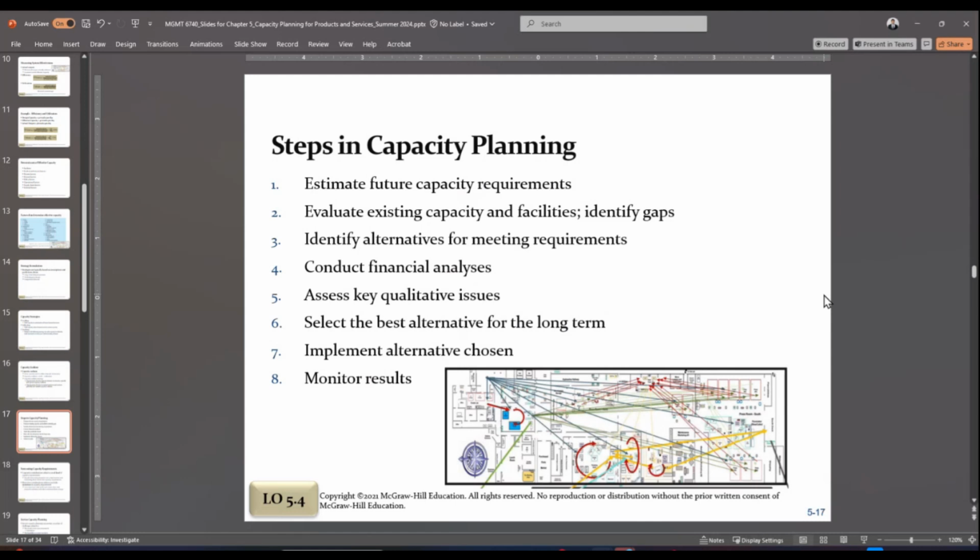And at some point, when your level of seniority improves and you are in higher positions, in the short term or longer term, you will need that number as well. So evaluate your existing capacity of the entire facility and each department, and see whether you can meet the increased demand. So identify those gaps and then identify the alternatives for meeting those requirements.